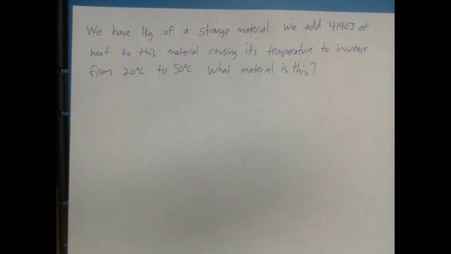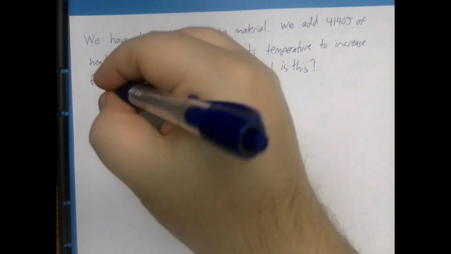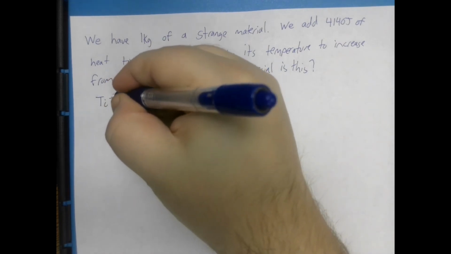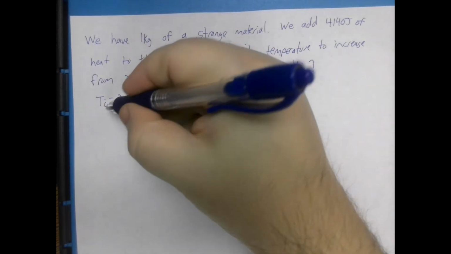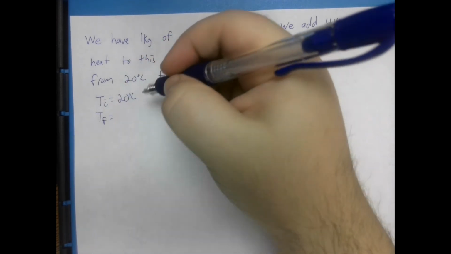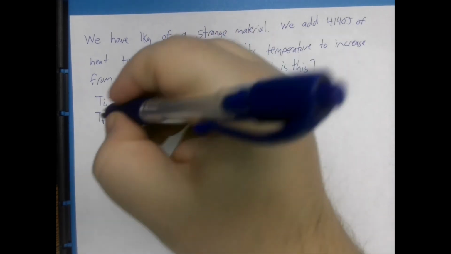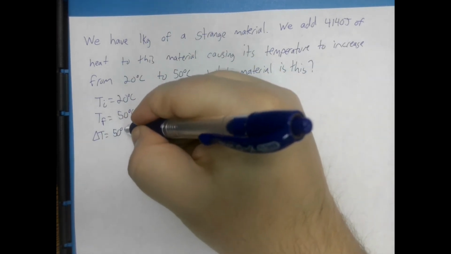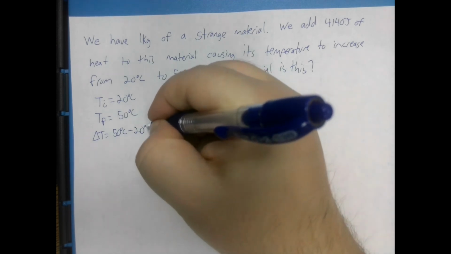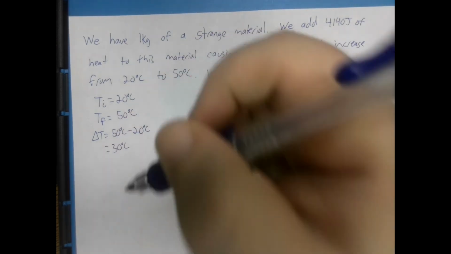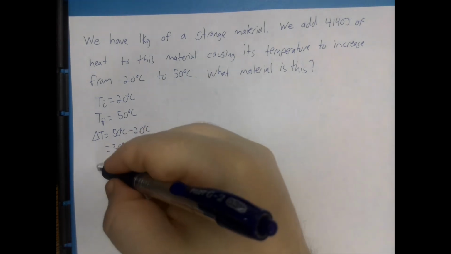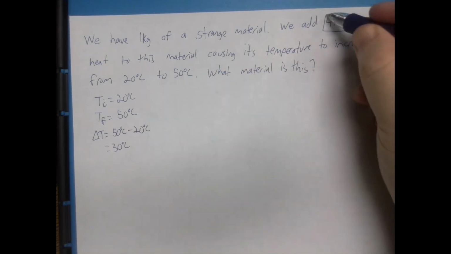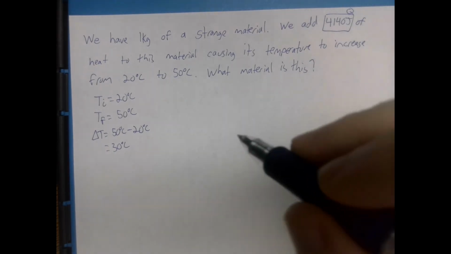You guys get an answer? What y'all get? So our initial temperature, 20 degrees Celsius. Our final temperature is 50 degrees Celsius. So our change in temperature would be final minus initial, so 30 degrees Celsius. This would be our heat energy.